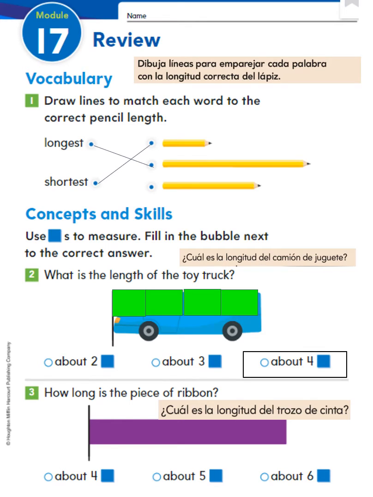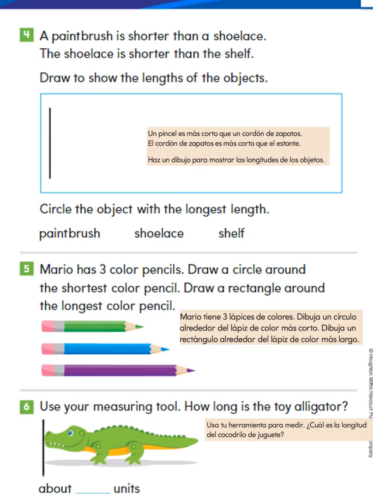Number 3. How long is the piece of ribbon? ¿Cuál es la longitud del trozo de cinta? Can you draw the cubes on your end? Dibújalo en tu lado para ver cuántos son. You should get about 6. Pause the video if you need more time. Okay, boys and girls, let's go on to number 4.